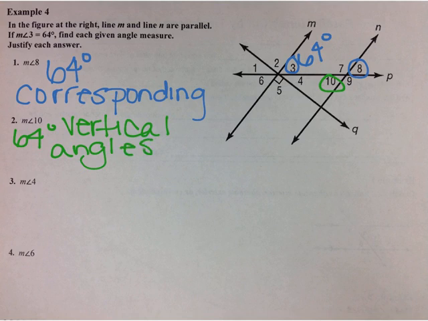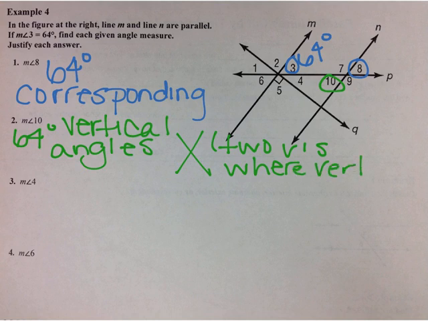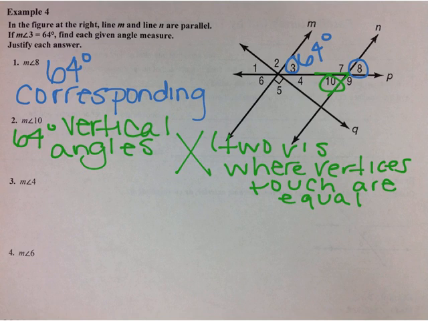Alright, so when we say vertical angles, that means that the two V's where the vertices touch are equal. So since the vertex of angle 10, which is right here, and the vertex of angle 8 touch, those two angles are going to be congruent. So let's keep going. So let's look at number 3.